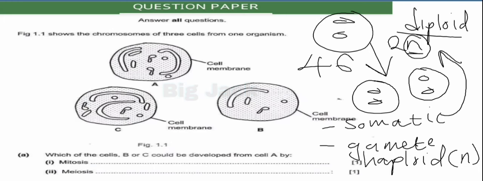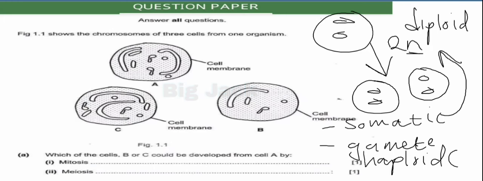Now, when a cell undergoes mitosis, two daughter cells which are diploid and identical to each other and to their parent are going to be produced. So now here we have been told to choose from cell B or cell C, which has been developed by mitosis from cell A. If you see cell A, it is having some of the features which are looking similar to that of cell C.